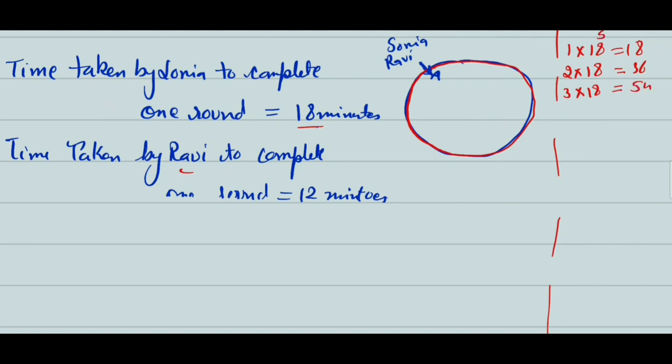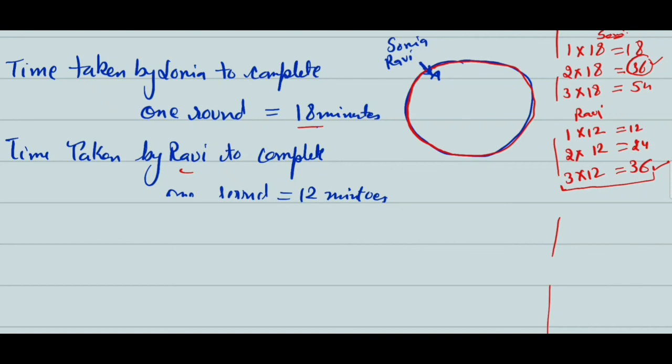Now see, this is for Sonia's time. So let's see for Ravi. Ravi is taking 12 minutes to complete one circle. And 2 means 24 minutes he will take to complete 2 rounds of this circle. And 3 into 12, to complete the third round he will take 36. So here we are getting 36 and here also we are getting 36. It means they will meet again at 36 minutes.